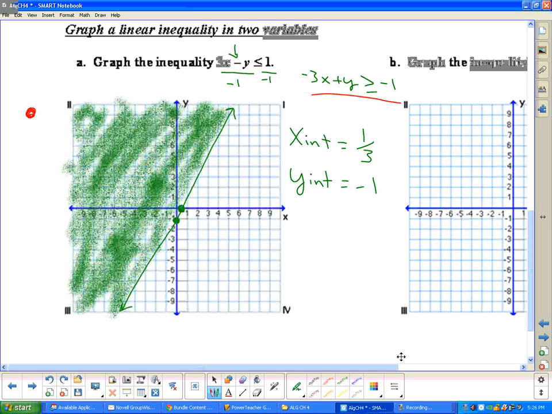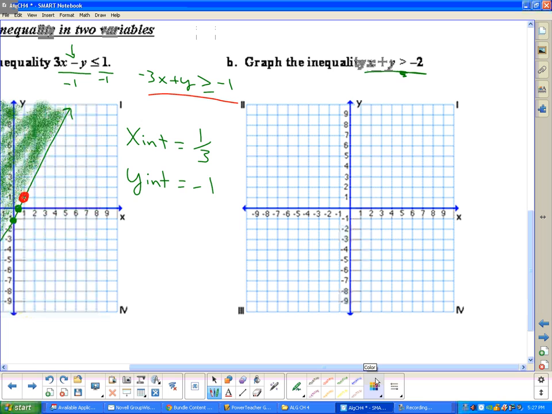So let's go over to this next one. This one's a little bit easier to graph, because when I do my x-intercept and y-intercept, in order to solve for both of these, I would just cover up the y, solve for x, I'd get x equals negative 2. I get y equals negative 2 as well, using the same method. So I'd put my 2 points on here.